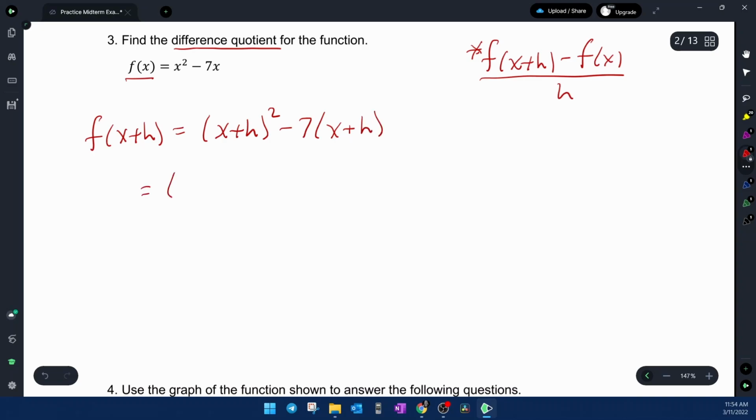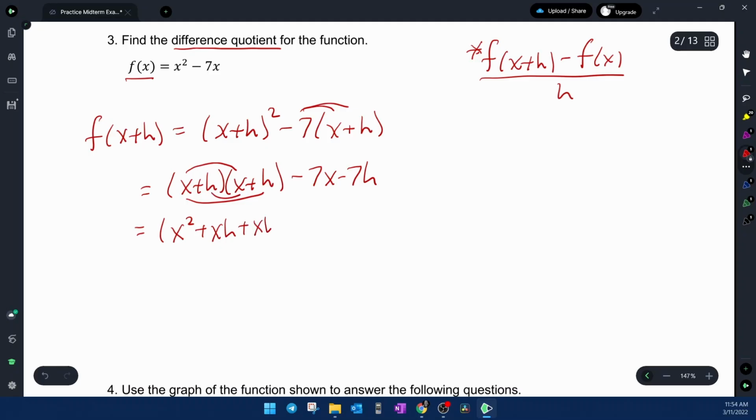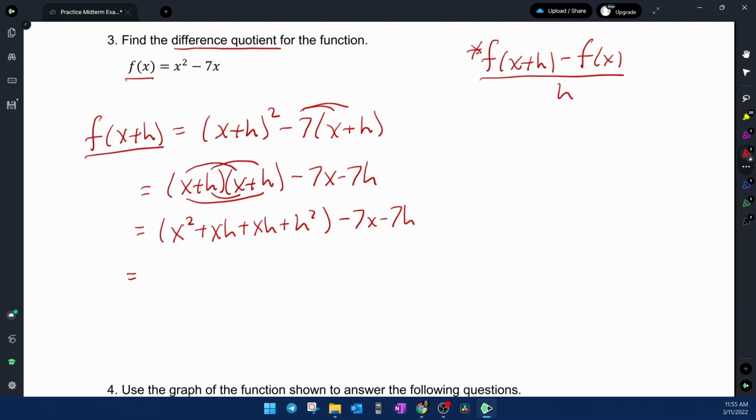So x plus h squared means x plus h times itself, and that's going to require the FOIL method. The negative 7 needs to distribute, and then let's FOIL. X times x, x times h. On the inside, we have another x times h, and h times h. Minus 7x minus 7h. Remember, we're working on the first piece, f of x plus h. We need to combine like terms.